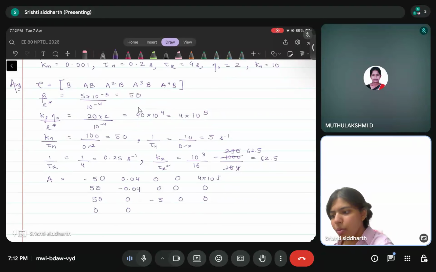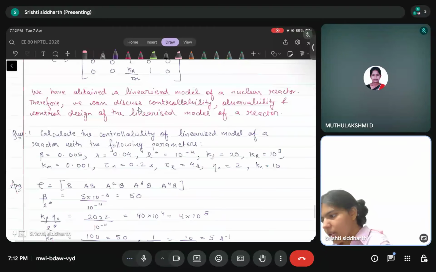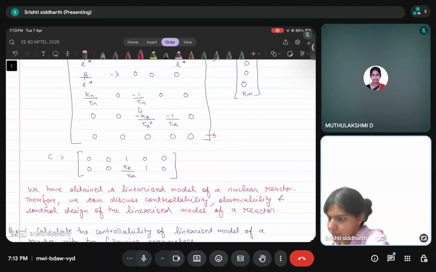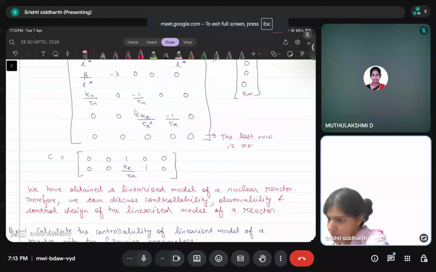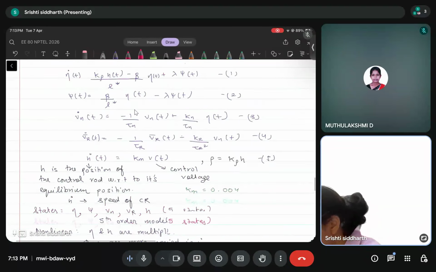We have minus kr over tau r squared, which is minus 62.5, minus 1 over tau r, minus 0.25, and then 0. The last row of the A matrix is always 0. So note that down. Let's make a mark. The last row is 0. And the first row is simply 0, 0, 1, 0, 0, right? So it's the third state. Let's see what this third state is. This is Vn.